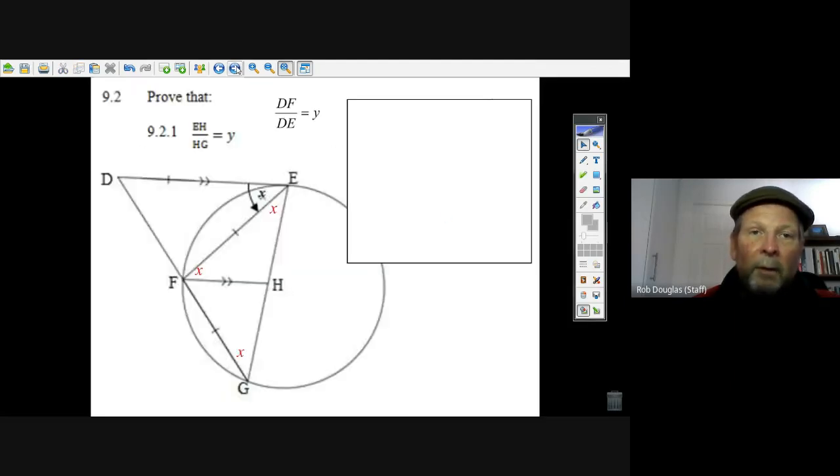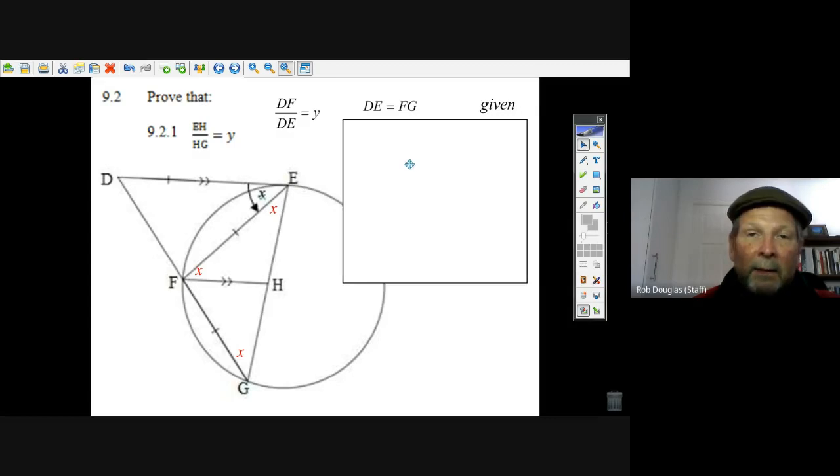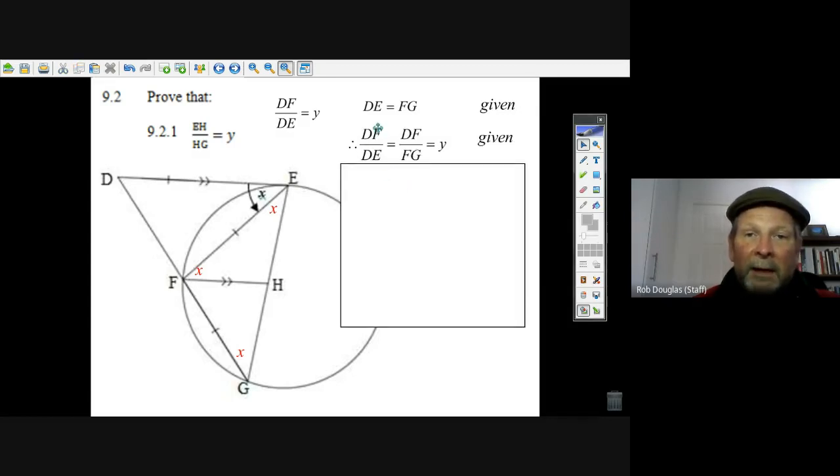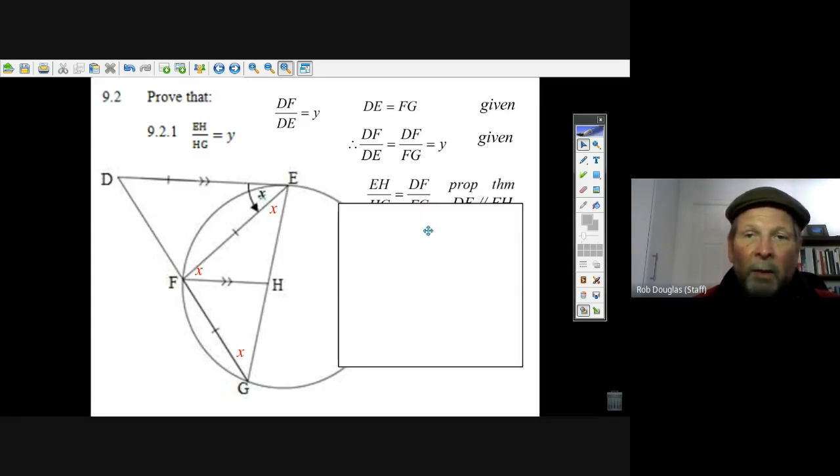DF over DE equals Y. That's given, and we know that DE is equal to FG because of the same length. Well, if that's true, then DF over DE equals Y, so DF over FG equals Y, because DE equals FG. We just substituted in there. So we've got DF over FG equaling Y. Well, that has to equal EH over HG.